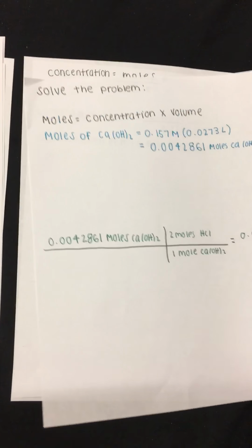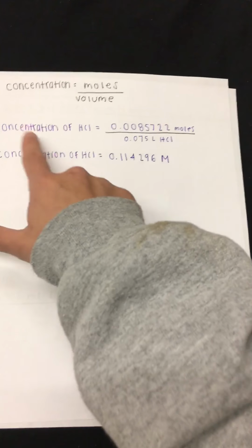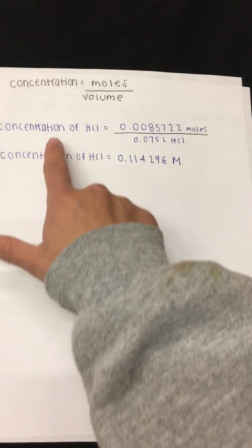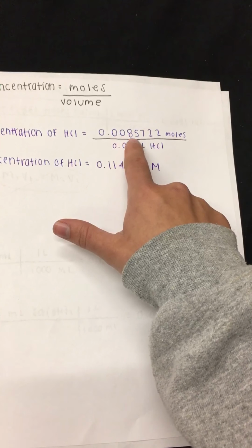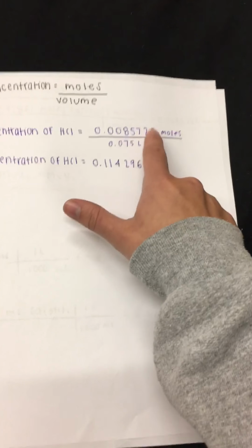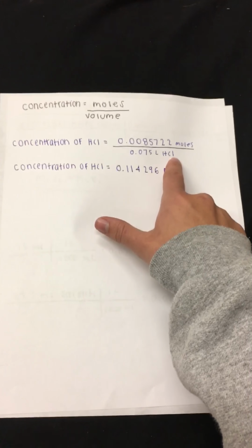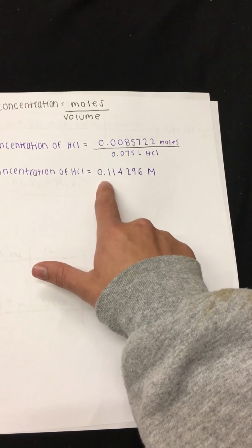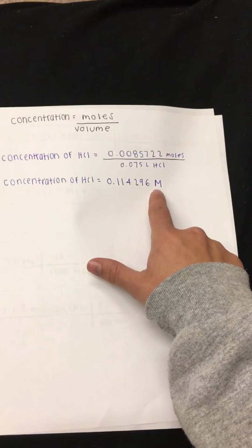Now to find the concentration of HCl, which is what we are asked to solve for in the given problem, we will use the equation concentration equals moles over volume. So concentration of HCl equals 0.0085722 moles divided by 0.075 liters of HCl. So we now know that the concentration of HCl equals 0.114296 concentration.